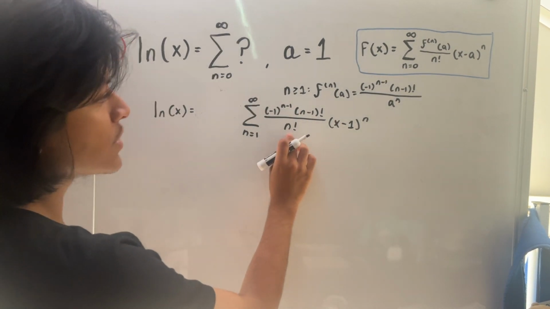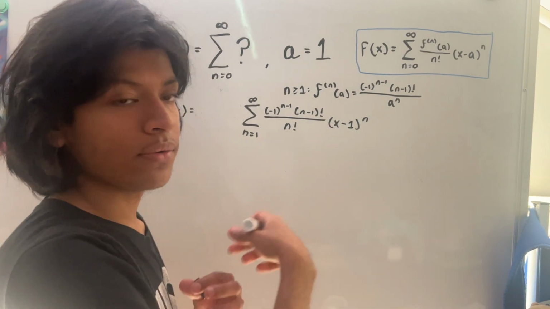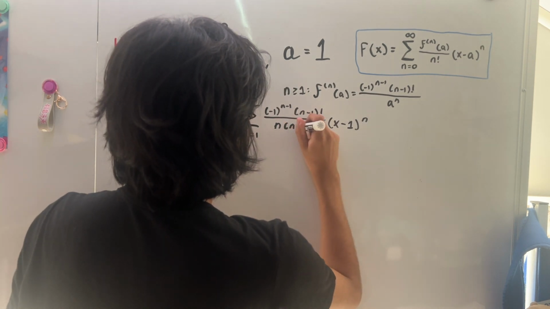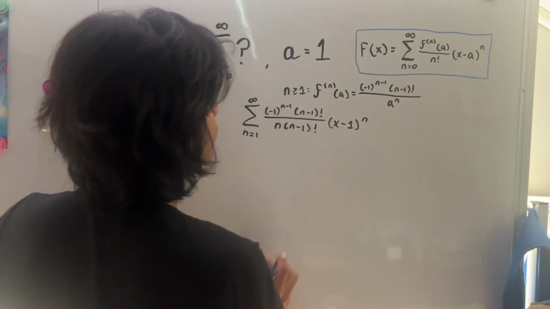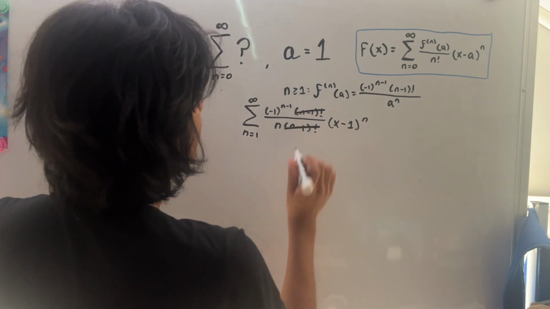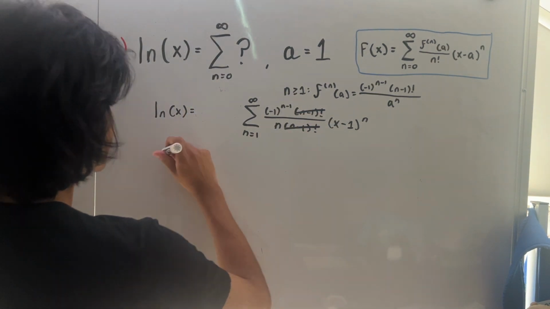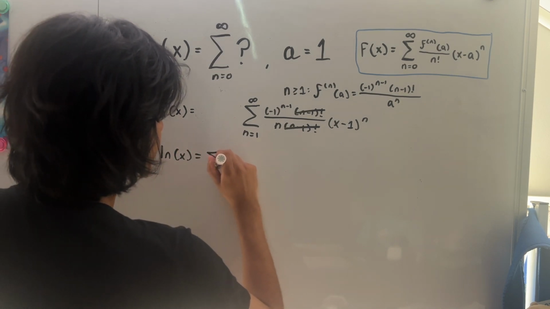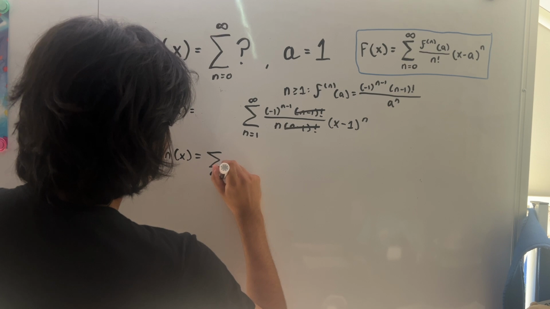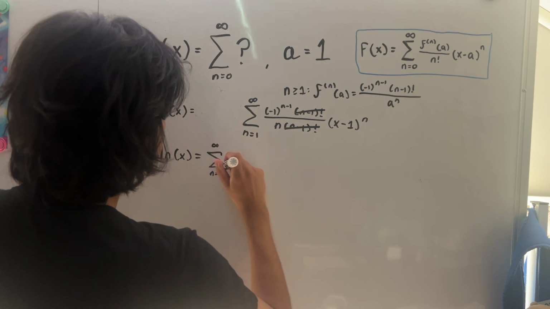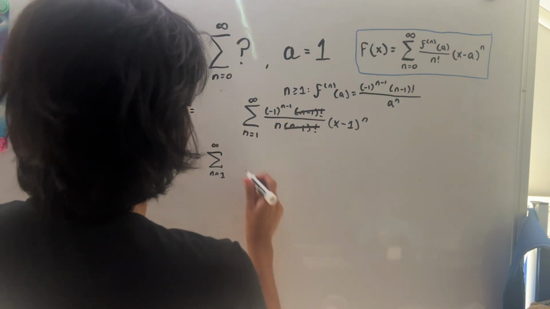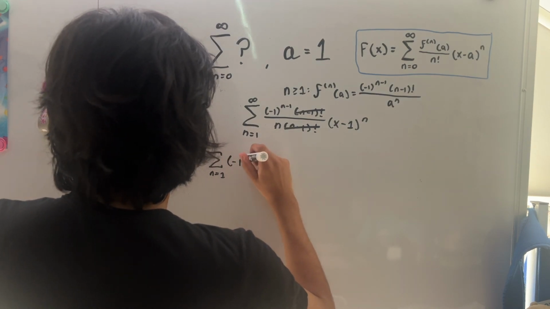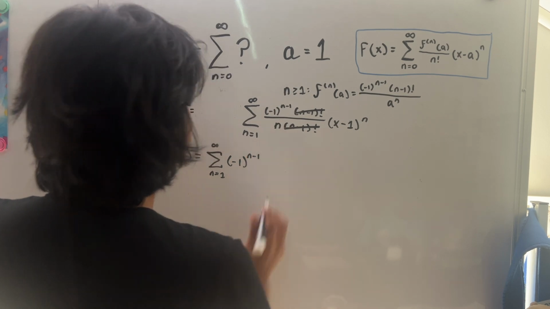Okay, we could also clean up a little bit. So for this n factorial part, we could take out an n. So we would have n times n minus 1 factorial, and see how these just cancel out. And now what we're left with, ln of x, is the series starting at n is equal to 1 to infinity. And now we just write out what is left. So here what we get is negative 1 to the power of n minus 1.